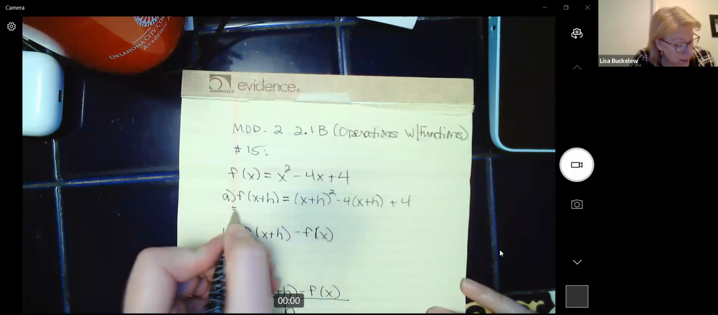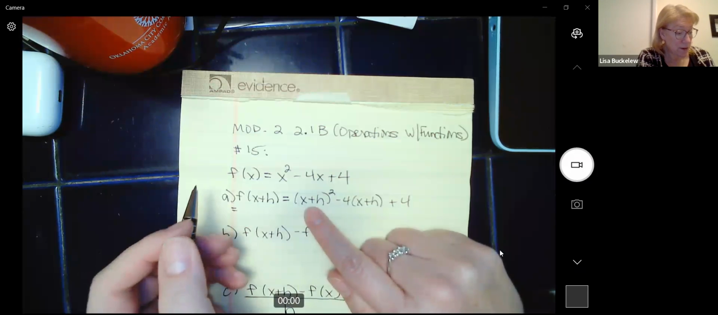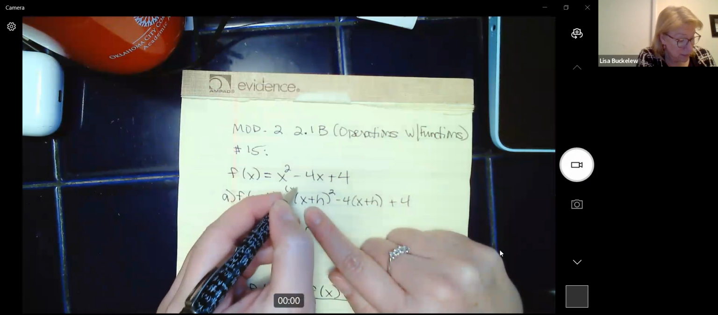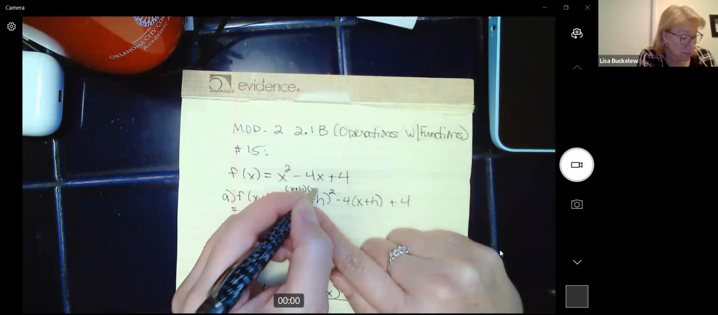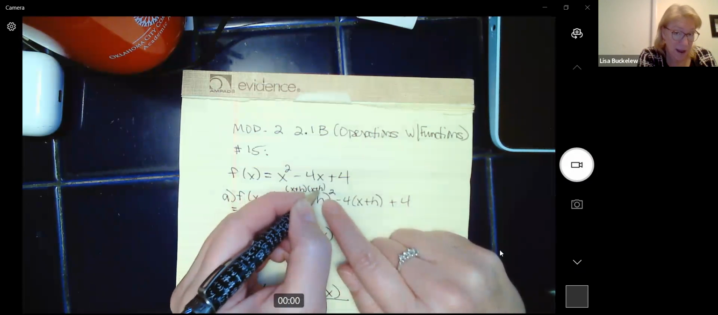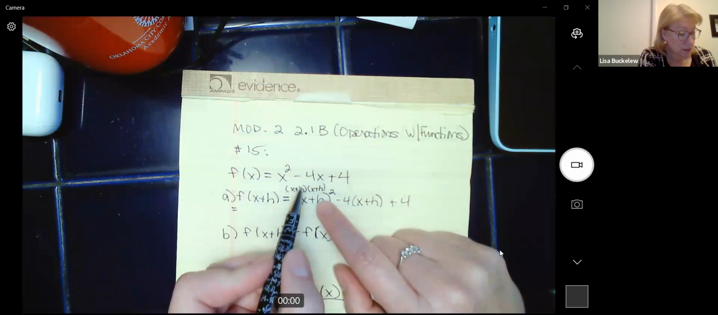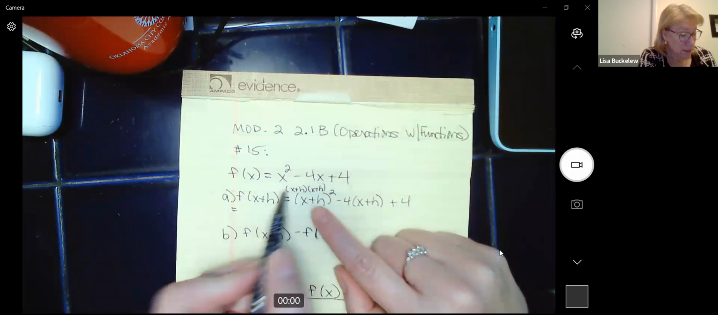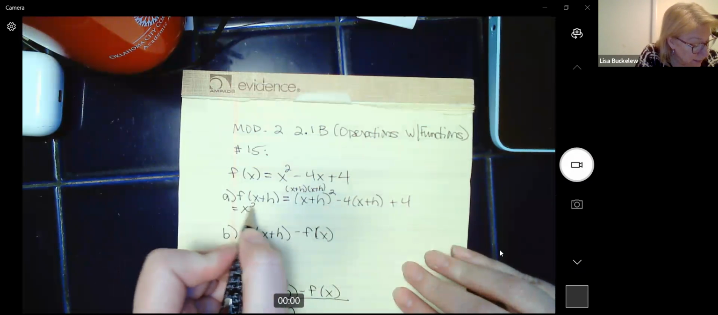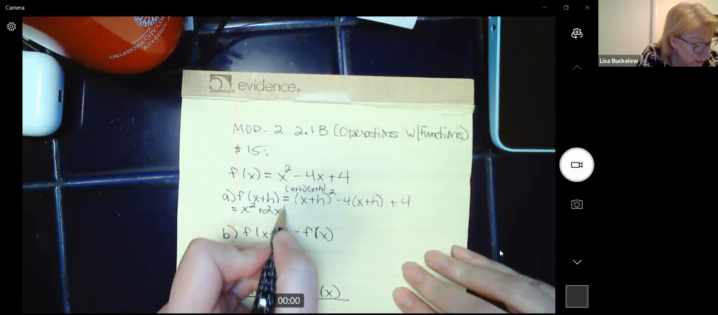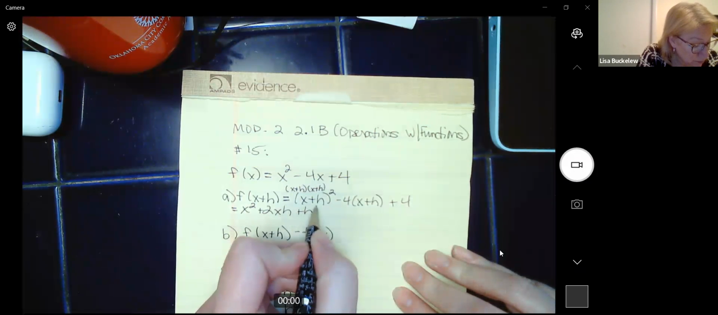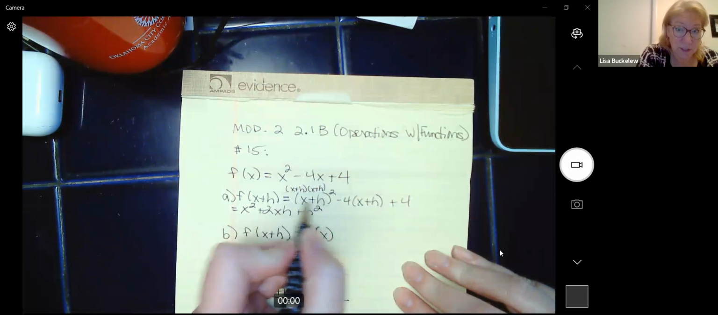Now you have to remember how to expand something that's been squared. This is really just taking x plus h times x plus h and working all that out. It's going to be more than just x squared plus h squared. There's also going to be an h times x and x times h. So it's going to look like this. You'll have x squared plus 2xh plus h squared. That's what happens when you expand that.